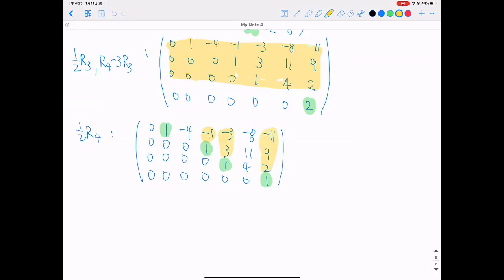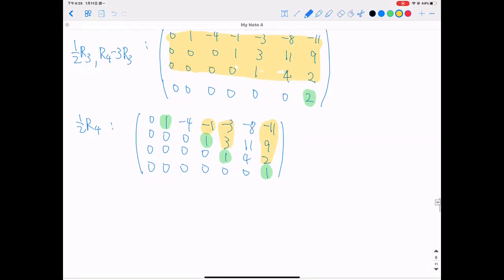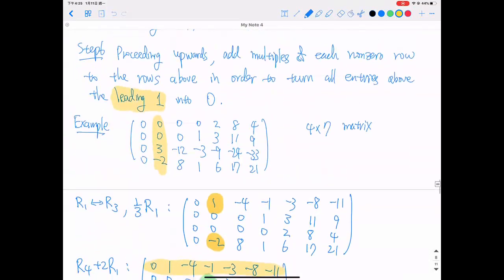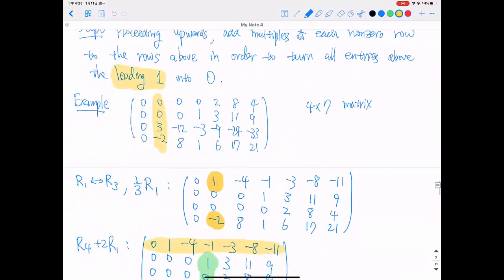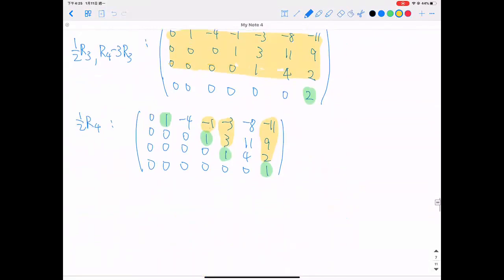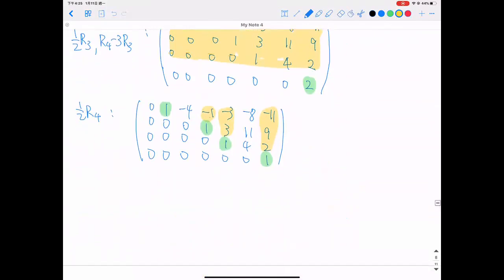Okay, so here's what we're gonna do. We will now run the last step: add a multiple of one row to another. More precisely, in this case, we need to do R1 plus R2. So that will keep R2, R3, and R4.